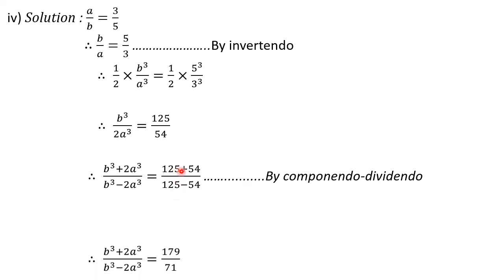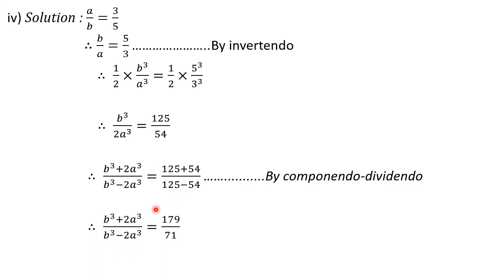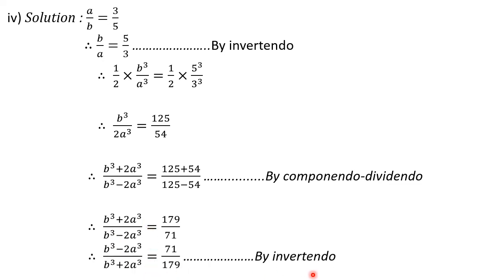So let's add this now. So when we add, we will get 179. See, 5 plus 4 is 9, 2 plus 5 is 7, and 1 as it is. And 125 minus 54 is 71. But see, in the final step we want exactly the inverse of this. That is why we have to go for invertendo. So to get the last step you have to go for invertendo. That is B cube minus 2A cube upon B cube plus 2A cube is equal to 71 upon 179.